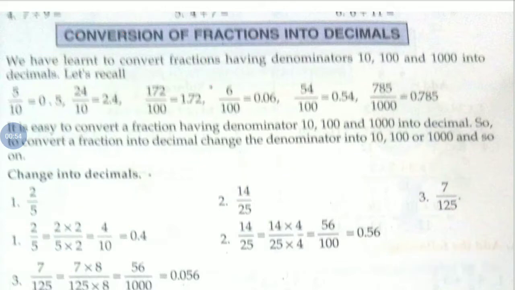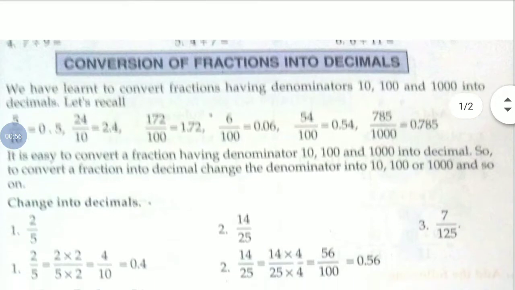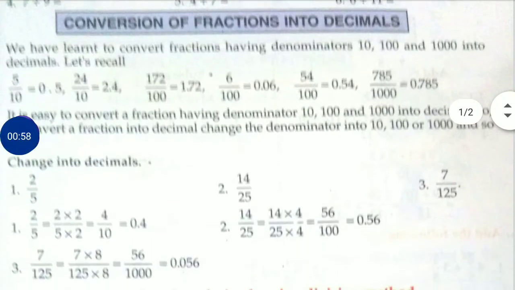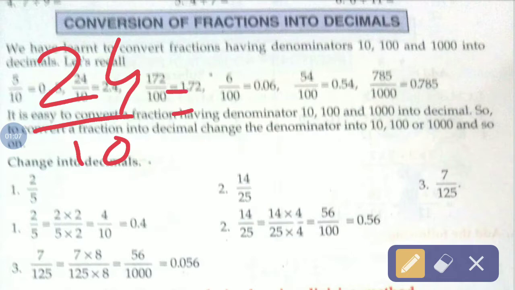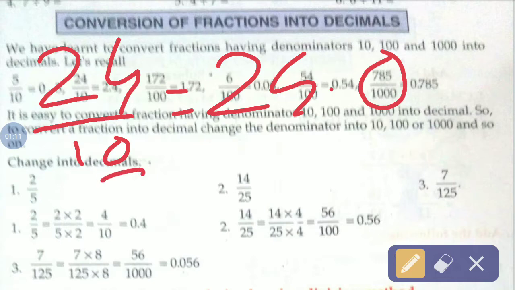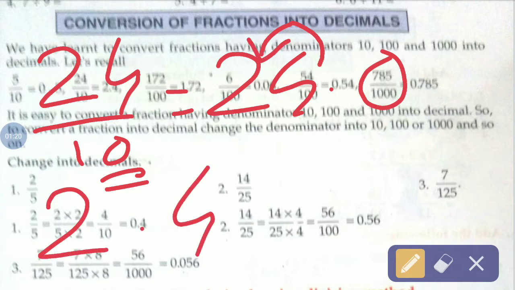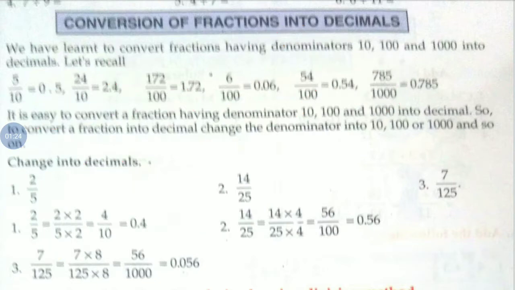24 by 10. Again here the decimal point is not there. If the decimal point is not there, it means that decimal point is 24.0. Here it is 10, so your decimal point is going to shift by 1 digit. So you will get the answer, that is 2.4. In this way we can convert.